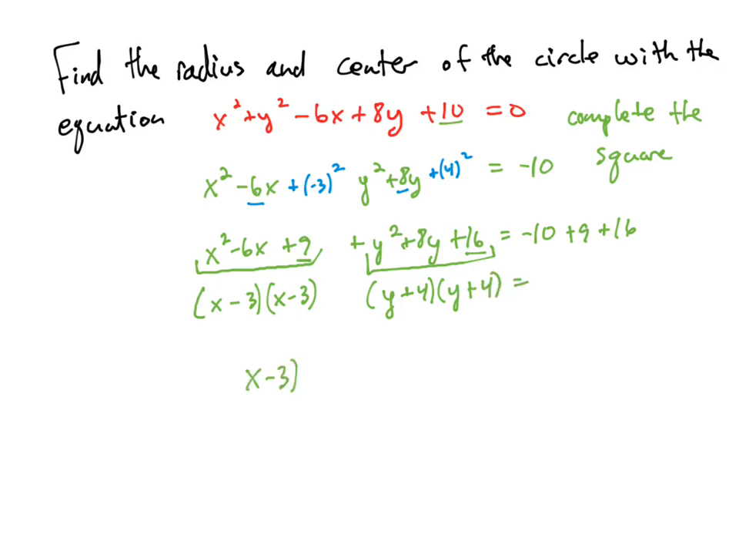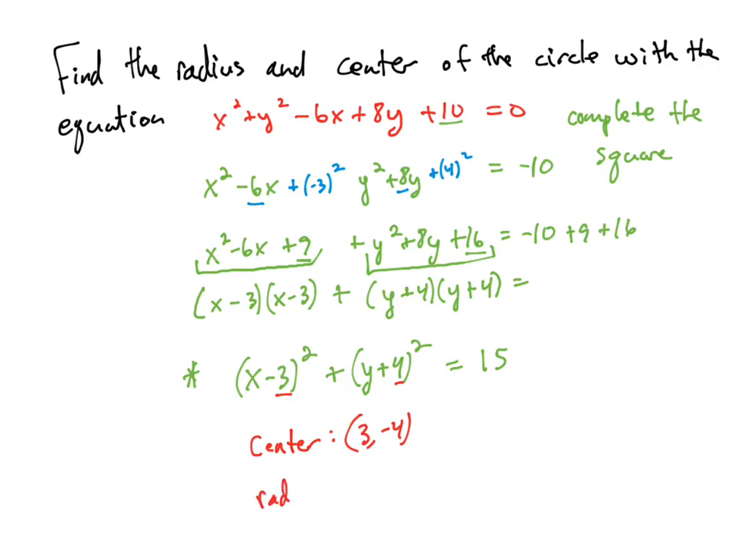And so we can rewrite this as binomials getting squared. And then on the right-hand side, we have negative 10 plus 9 is negative 1, plus 16 is 15 here. So that's the standard form of the equation that we want. So once we have that standard form, it's going to be easy to find the center and the radius. So the center is going to be 3 comma negative 4. And the radius is going to be the square root of this, because this is equal to r squared. So r is going to be the square root of 15.